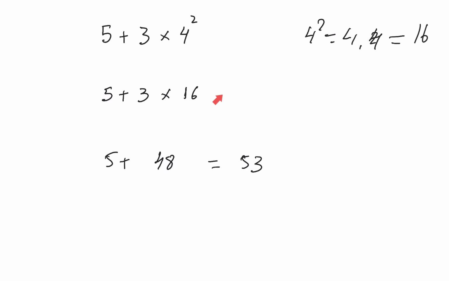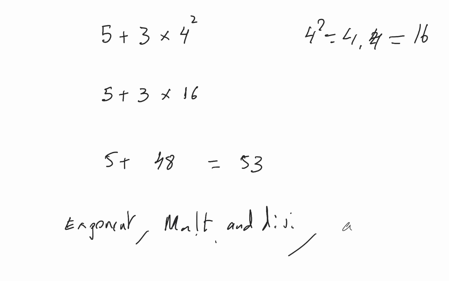And later on, what will we do? Well, the multiplication, we don't do the sum. 17 multiplied by 3 is 48. And now we do the sum. 5 plus 48 equals 53. So the order of operations is exponentiation, multiplication and division, and later on, addition and subtraction.